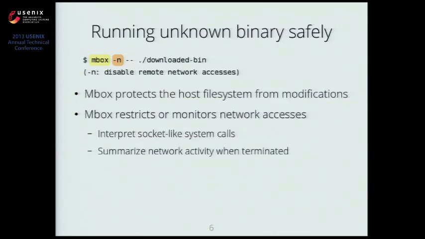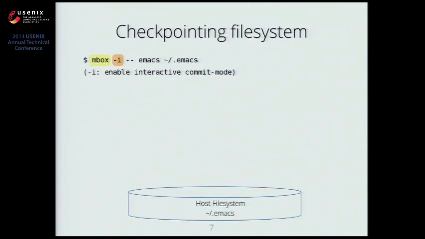Also, using Mbox, you can run unknown binaries safely. For example, when you download a binary from the internet, by running the binary with Mbox, you can protect your host file system, and also you can restrict the network access of it, so that the sandboxed application cannot modify your host file system, and at the same time cannot leak any data out of it, so that you can run unknown binaries safely.